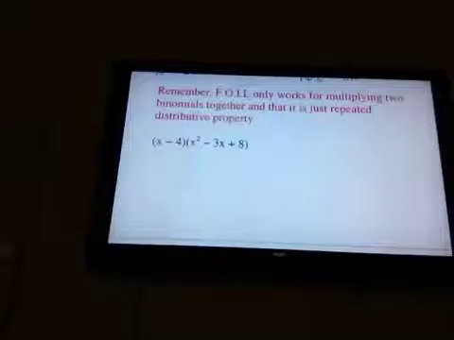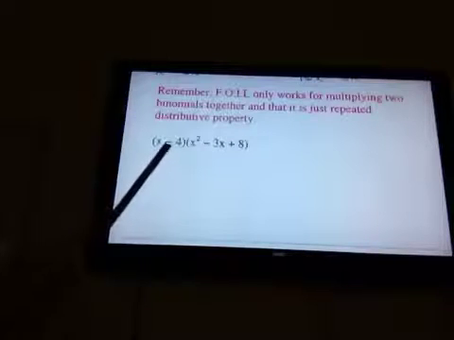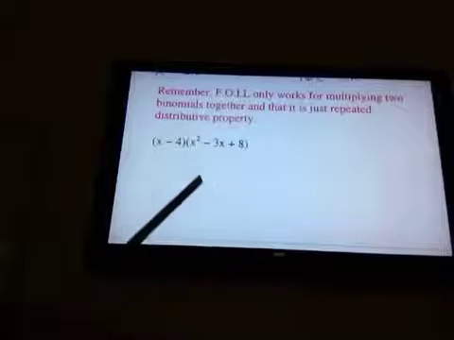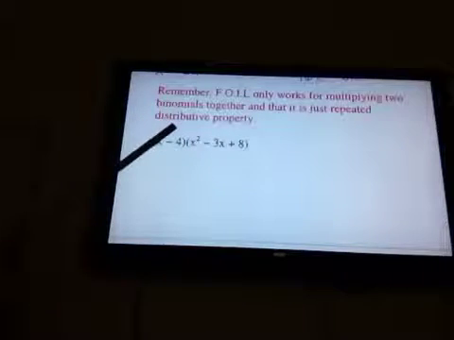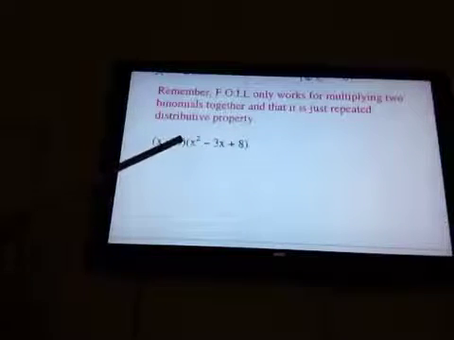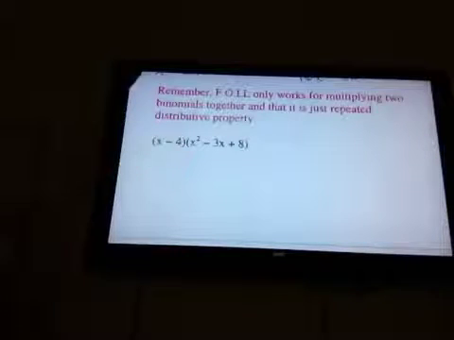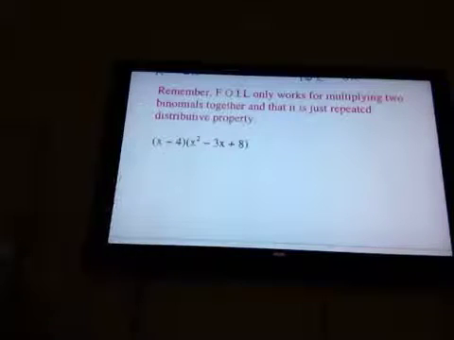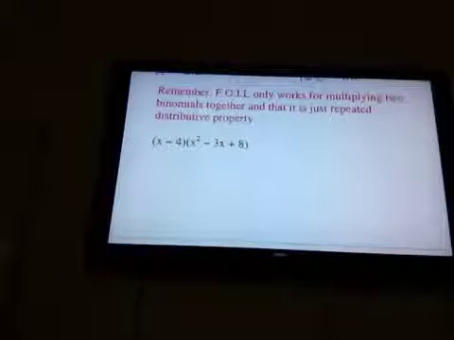So when you have polynomials that are bigger than two terms, something like this, a 2 times a 3, okay, you can't use FOIL. But we're just going to use our distributive property. We're going to take our x and distribute it to the entire second parentheses. And then we're going to take our negative 4 and distribute it to the entire second parentheses. And then we're going to put the terms together.